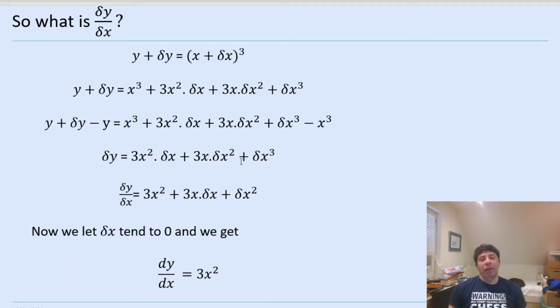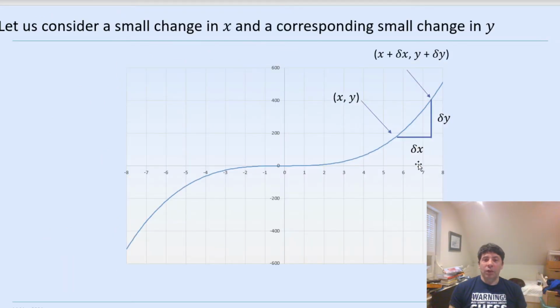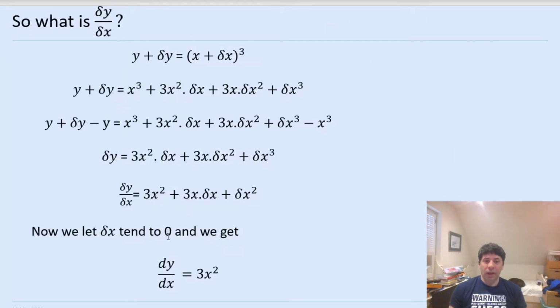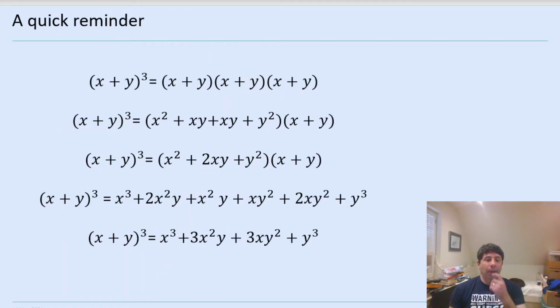Then we're just going to divide by delta x, so we get delta y over delta x equals 3x squared plus 3x delta x plus delta x squared. Now, this is the calculus move. We let delta x get smaller and smaller till it tends to 0. So delta y over delta x becomes dy by dx, and then 3x squared doesn't change, but 3x delta x goes to 0 because delta x is going to 0, and delta x squared goes to 0. So dy by dx equals 3x squared.